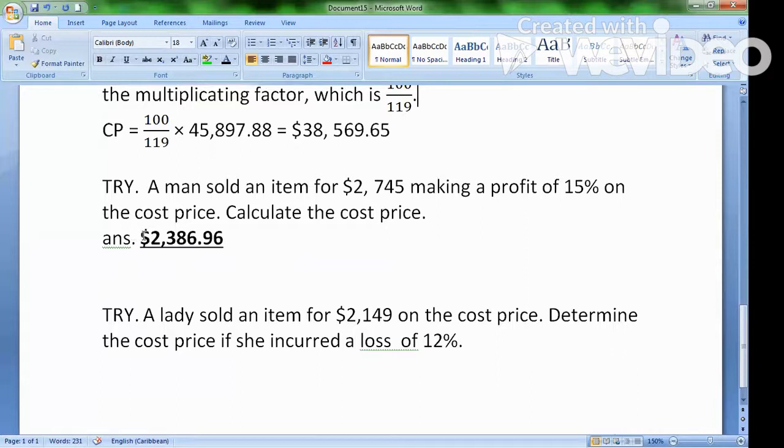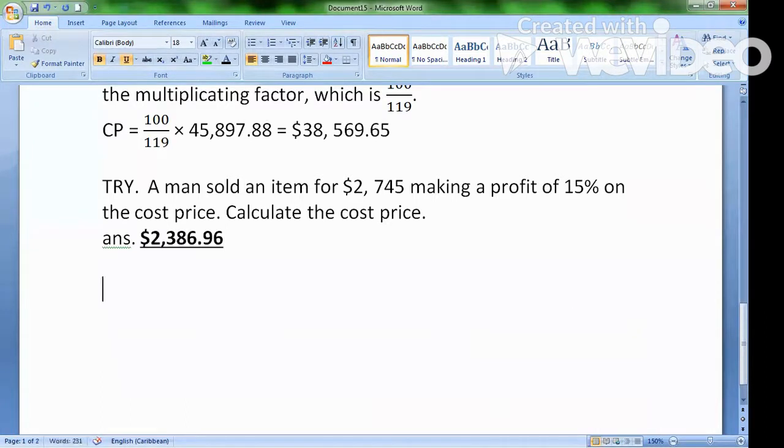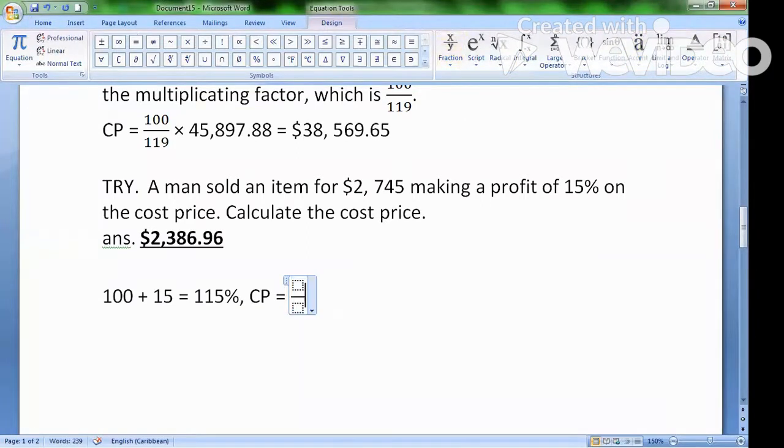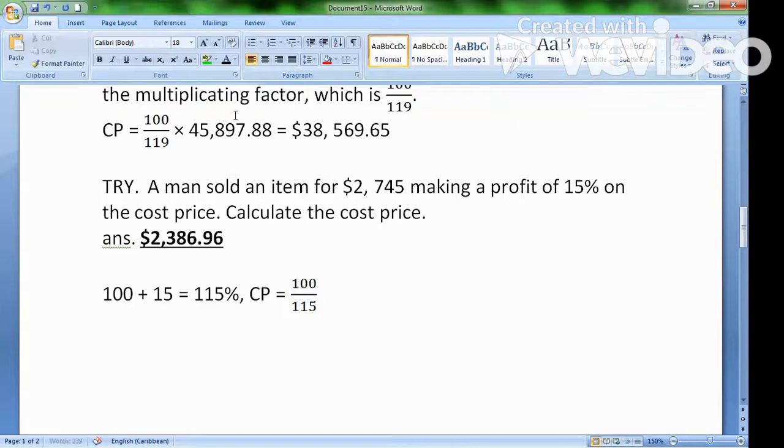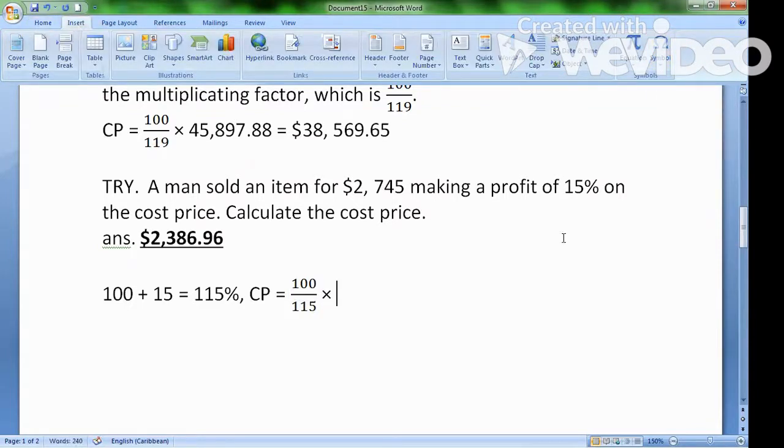All right. So let me just give a quick rundown. Basically it's a profit, so it's going to be 100 plus 15, which is 115, 15%. So we want to find the cost price, not true? And what did I say? We reciprocate the multiplying factor. So that's going to be 100 over 115, and we times it by the 2745.